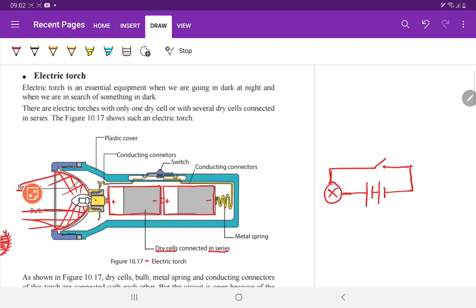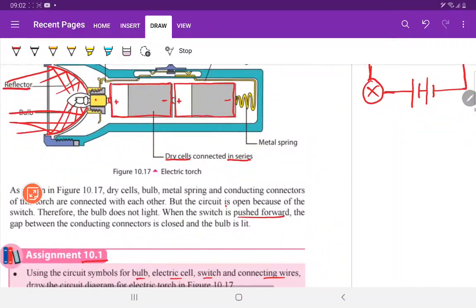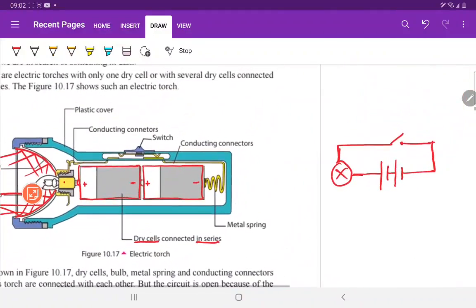Here is the circuit symbol, the circuit diagram of this. Okay, now you can draw like this also, no problem. Here you can draw like this also, it's also okay, no problem.